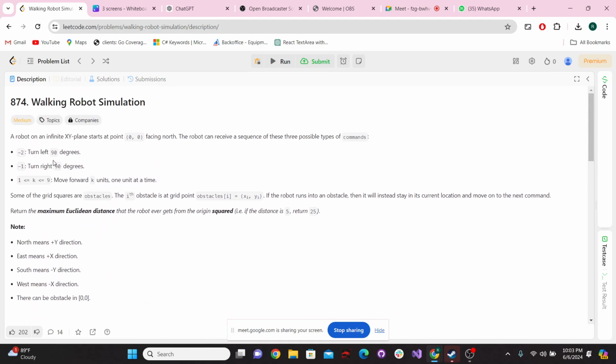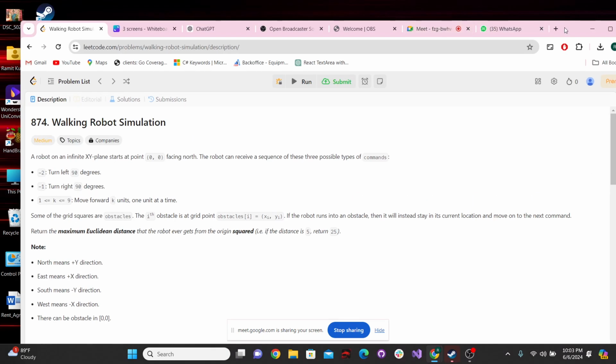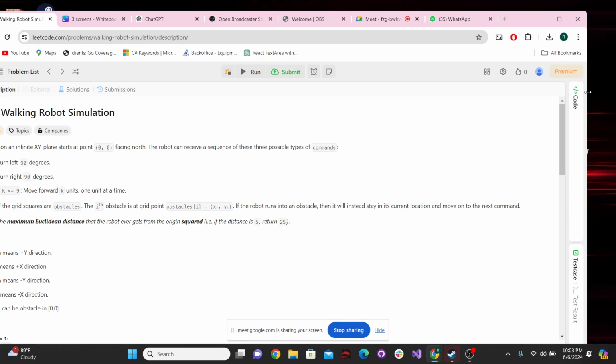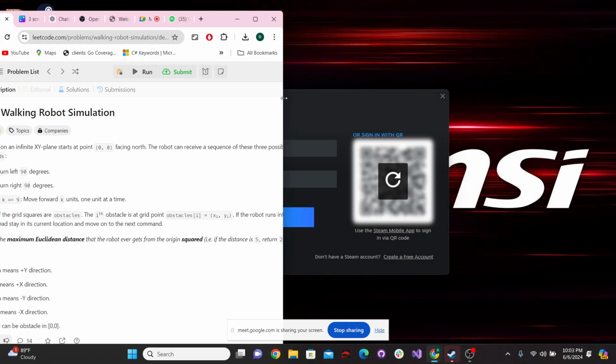Sure. Yeah, so basically this states that a robot is, let's say, on an infinite XY plane starting at 0, 0, facing north. Robot can receive a sequence of three possible commands, right? -2, which turns left, -1 turns right, and then return the maximum Euclidean distance that the robot ever gets from the origin, right?